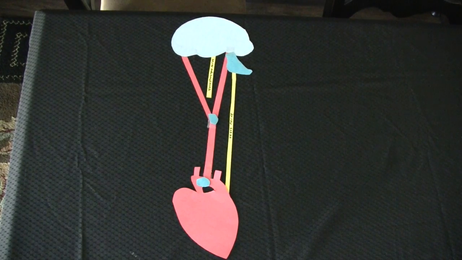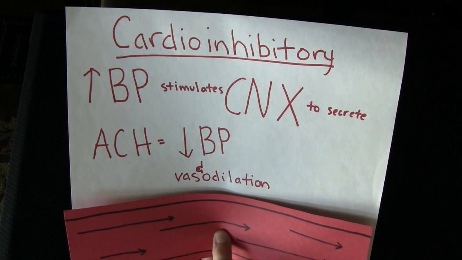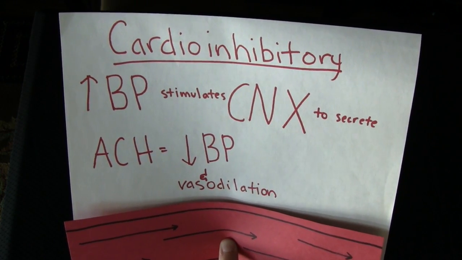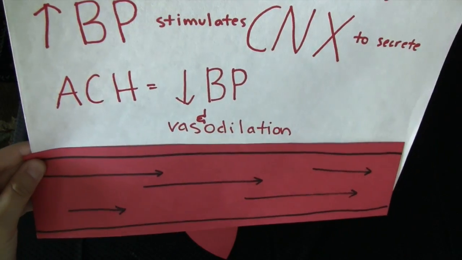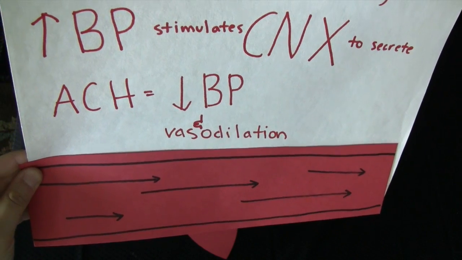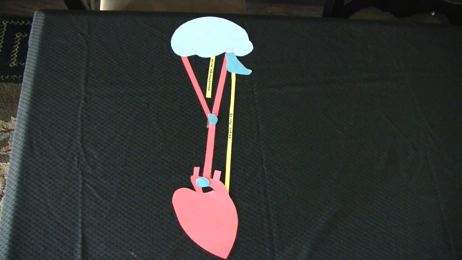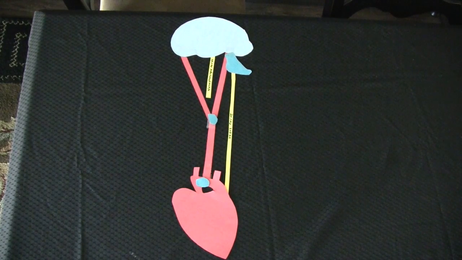On the contrary, if blood pressure is too high, then the cardioinhibitory center of the brain parasympathetically stimulates the vagus nerve, which secretes acetylcholine to decrease the heart rate. This occurs because the baroreceptors detect too little stretch in the carotid sinuses and aortic sinuses, resulting in vasodilation to decrease the heart rate.